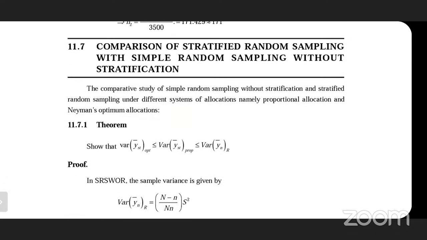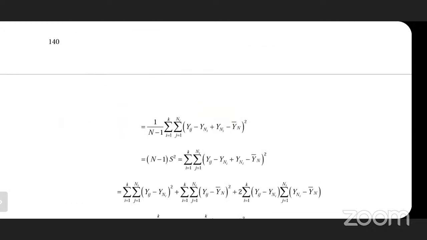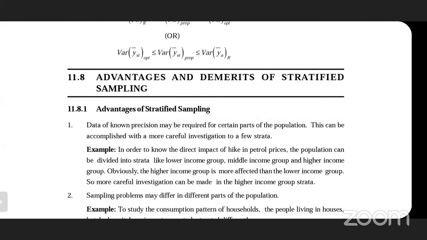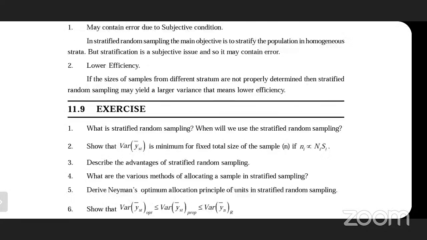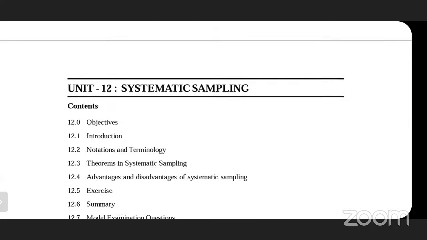And comparison of stratified random sampling is the most important: the variance of the optimal is less than or equal to the variance of the proportional, which is less than or equal to the variance of the random sampling. The theorem I explained, proof also I discussed today. Advantages and demerits also I discussed today. Okay, this is an oral idea, and in the next class we will discuss systematic random sampling.